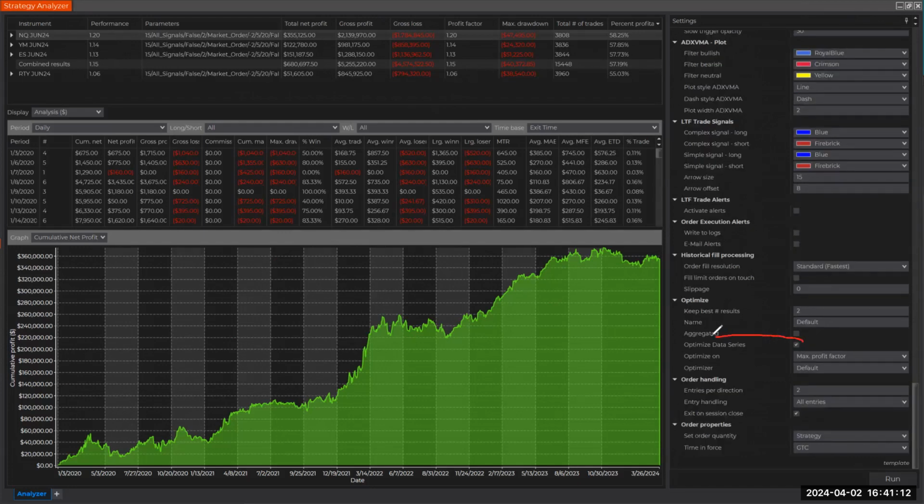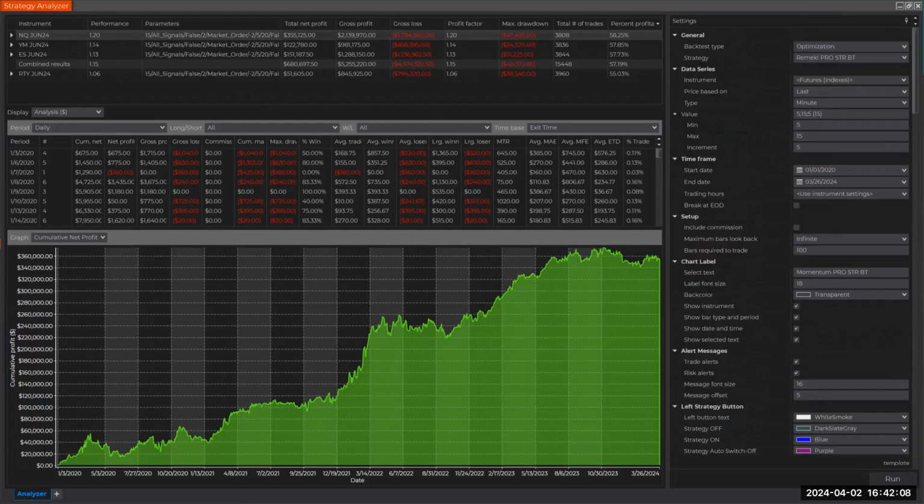Optimized data series. It's very important that you scroll down here. I don't know why NinjaTrader put it down here when the time frame is up there at the top, but here it is. You must click this, otherwise you cannot optimize the time frame. Here we go. This is what we're going to do. I want to optimize by time frame, minute in this case. So what are we going to do here? Now we do want Ninja to do a little number crunching.